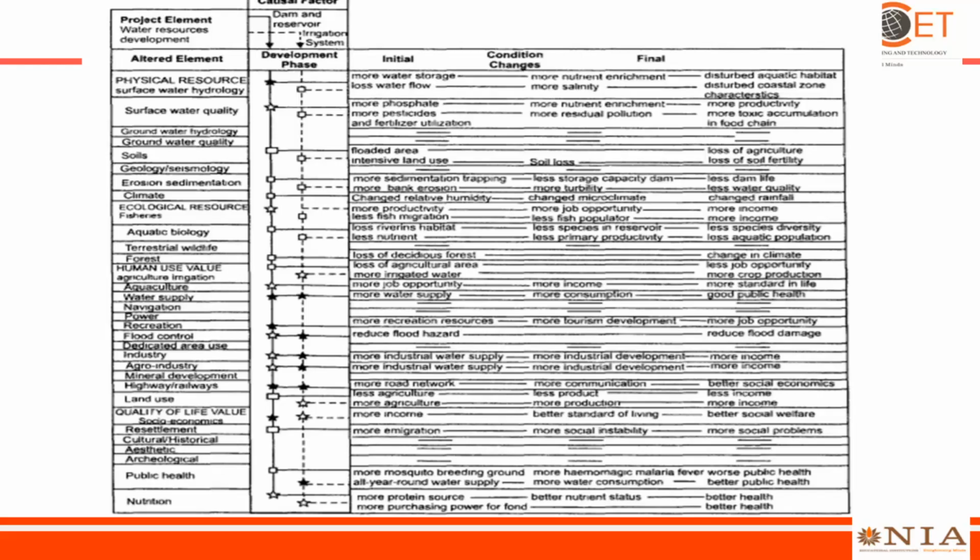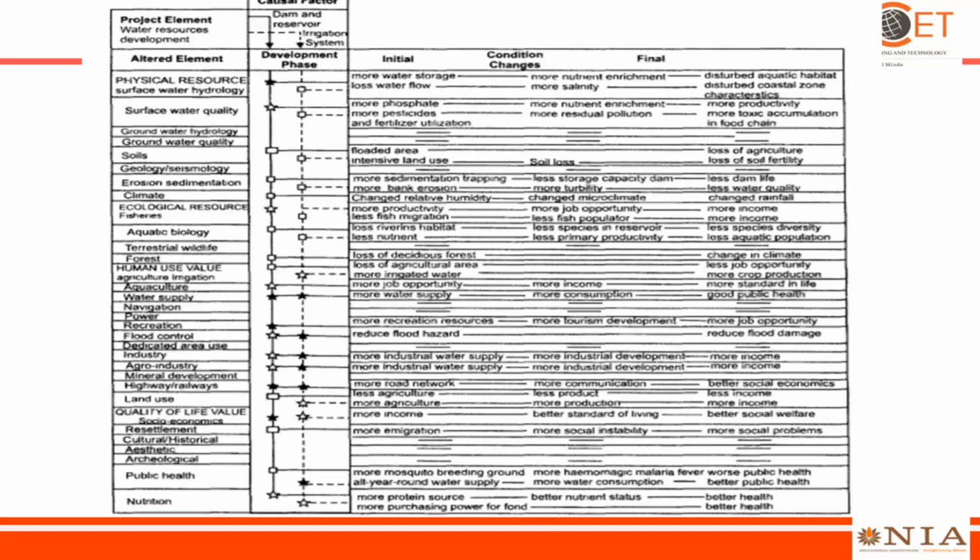So, you have a good road network, so more communication, so better social economics, right? Something like that, so I'm not elaborating. You can just go through the whole diagram for yourself, and you can understand what they are actually saying.